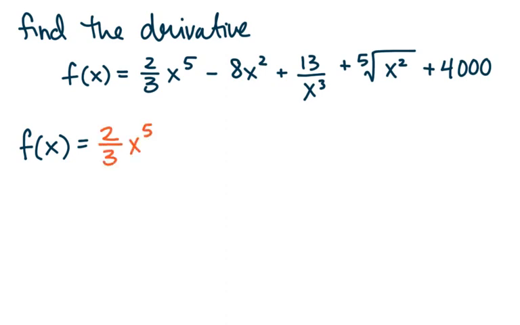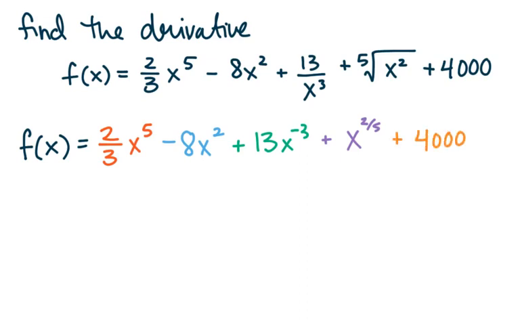I have 2/3 x to the 5th minus 8x squared. Now 13 divided by x cubed is 13x to the negative 3. The 5th root of x squared becomes x squared, with the 5th root becoming a 1/5 power. So this is the same as writing x to the 2/5 power. And my last term there, I have plus 4,000. So this is still my original function.